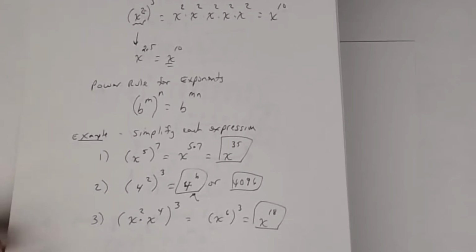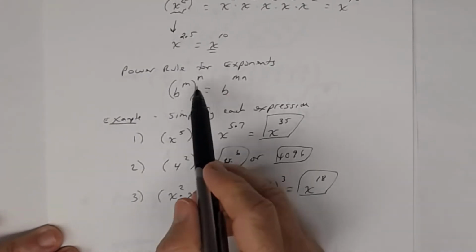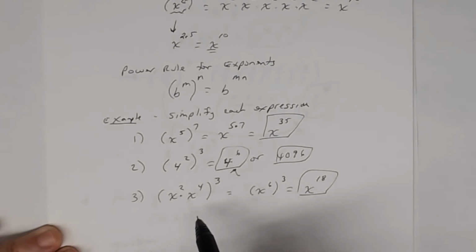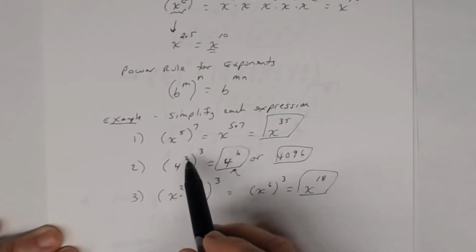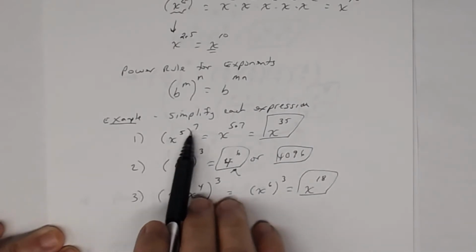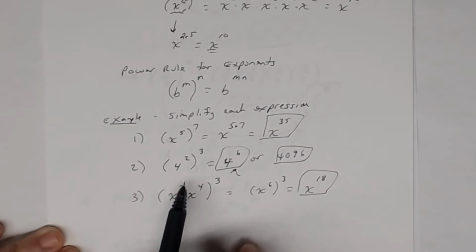In all the problems we've done in the past, if you look at every single problem, all of those exponents were positive integers, right? 5, 7, 2, 3, 2, 4, 3. They were all positive integers. You don't see any of those exponents being negative. You don't see any of those exponents being 0, but they do exist.